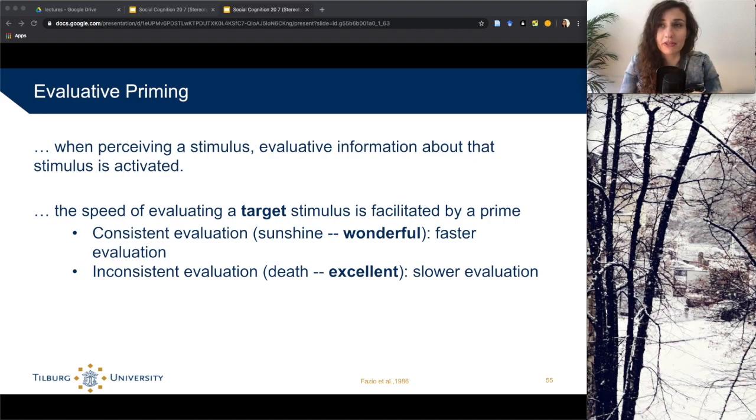The inconsistent evaluation would, for instance, be being primed with the word death and then judging the word excellent or wonderful. There, the target stimulus evaluation would be slower compared to the consistent evaluation. So just to repeat, the idea of evaluative priming is that for consistent evaluations between the prime and the target word, we find faster reaction times and faster evaluations, while the system is slower in responding to inconsistent evaluations between target and prime.